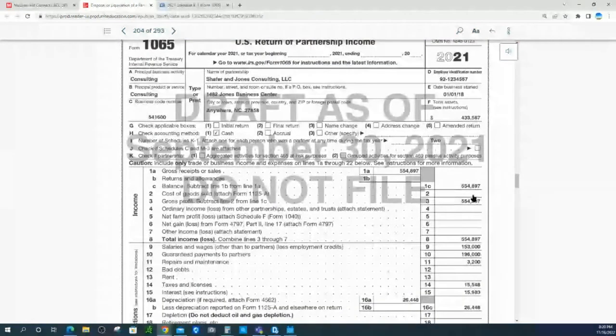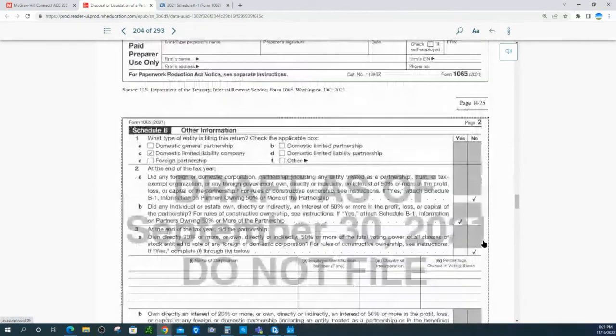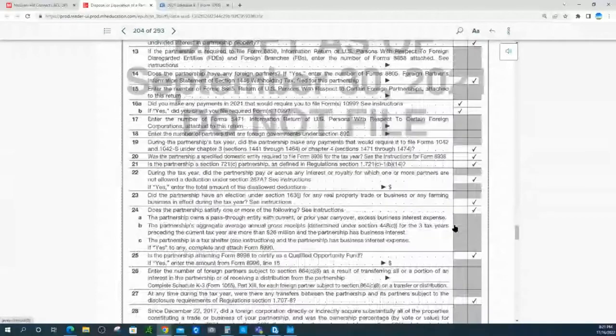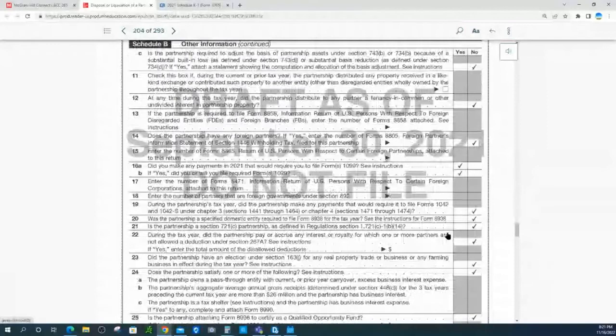So let's see where everything would go. The 554 goes up here. So their total income, 554. Wages, guaranteed payments show up there. All of those other ordinary items, the depreciation, including the 179, ends up there. So their ordinary business income is 95,776. They went through and answered all these questions. No, no, no, no, no. They did make some 1099, so there's that question about 1099 payments.